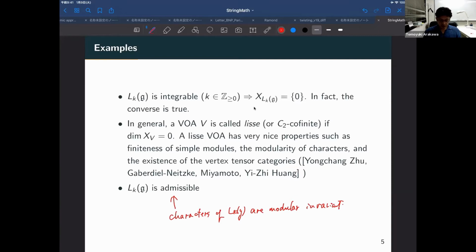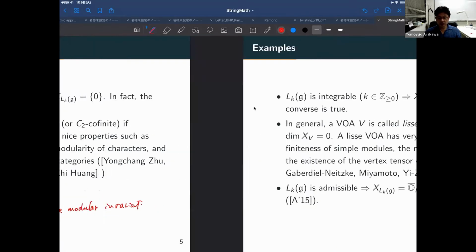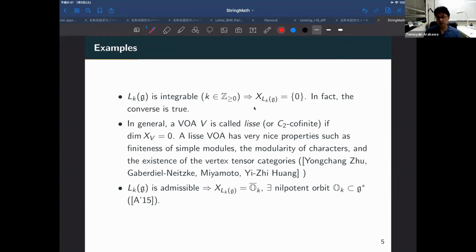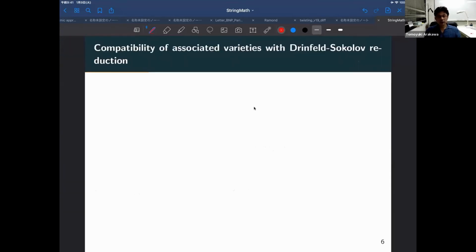Of course, the characters of integrable representations are modular invariant, but there are many more cases than integrable representations where characters are modular invariant, and these cases have fractional levels. If this is the case, you can show that the corresponding associated variety is the closure of some nilpotent orbit in g*, and you can describe this orbit explicitly. One of the nice reasons that I consider such a variety is that it has a nice compatibility with Drinfeld-Sokurov reduction.